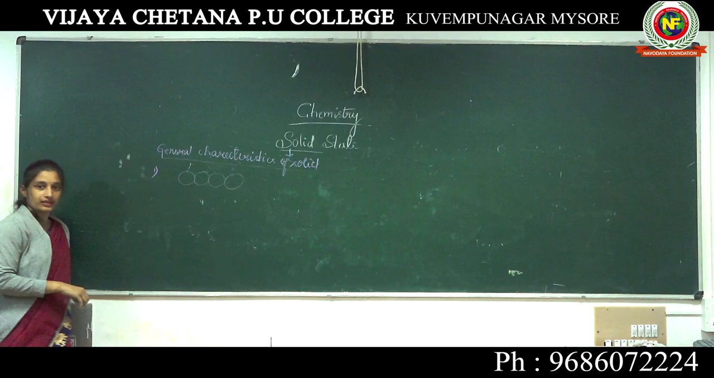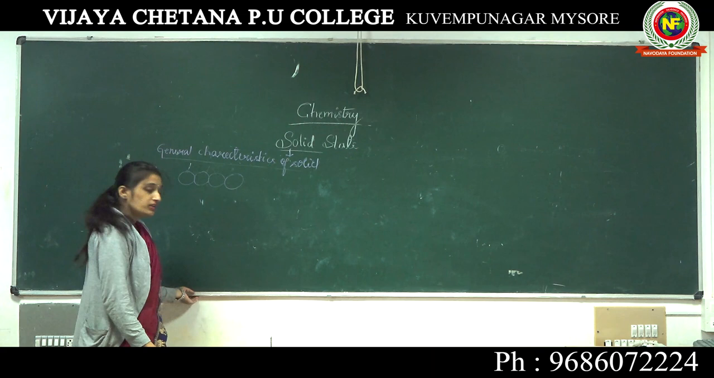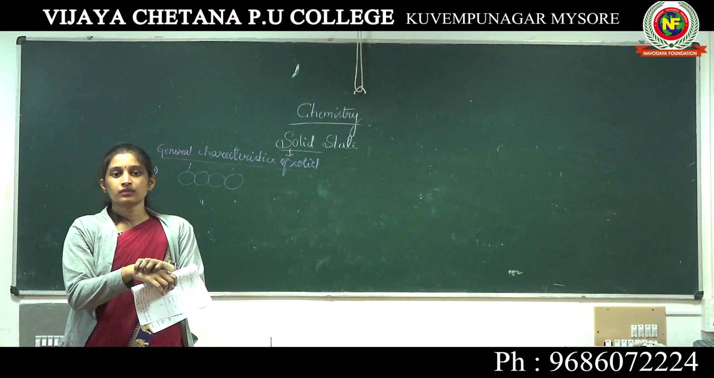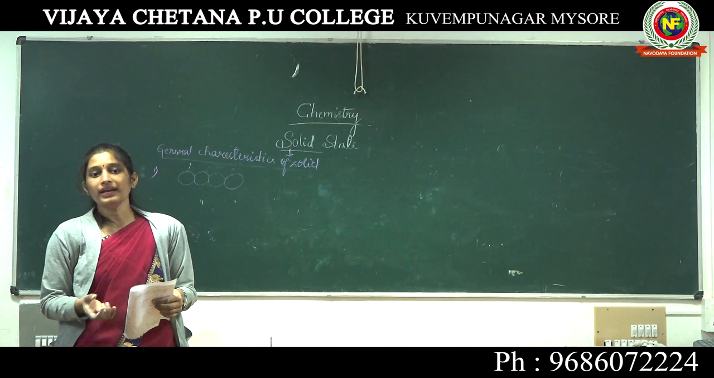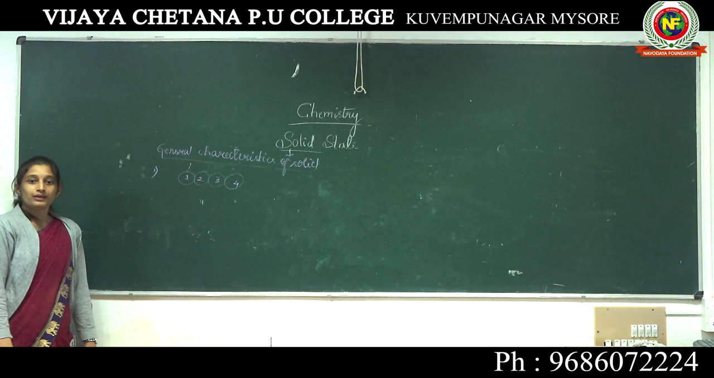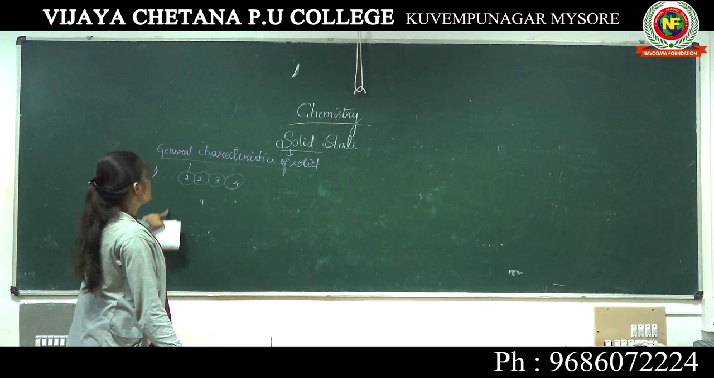If one person simply stands like this without support, we can easily push them. But if he is holding something, with the support, two persons are holding together, it is not easy to pull or push. Why? Because here, atom number one is combined with atom number two, atom number two is combined with three, with four. Means all the atoms are joined together. They are very compact, tightly packed. This is the first general characteristic of solids.